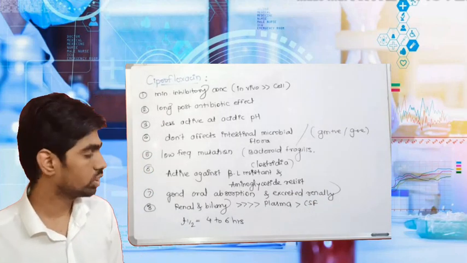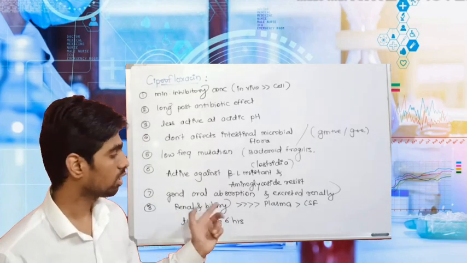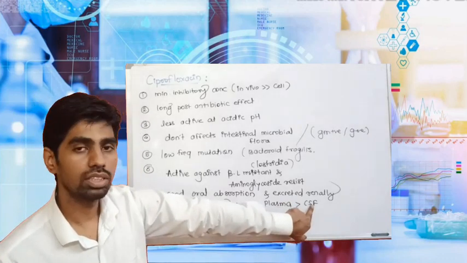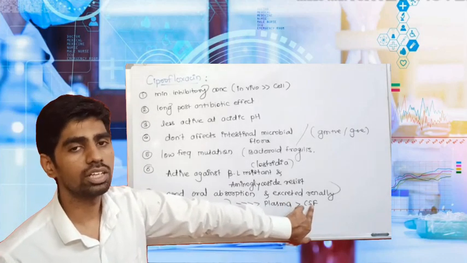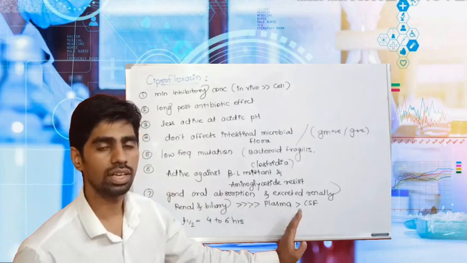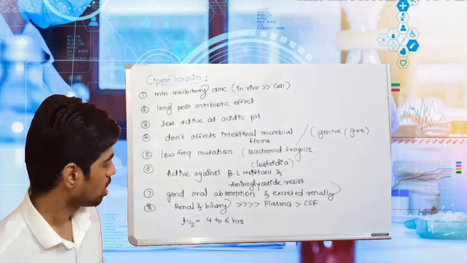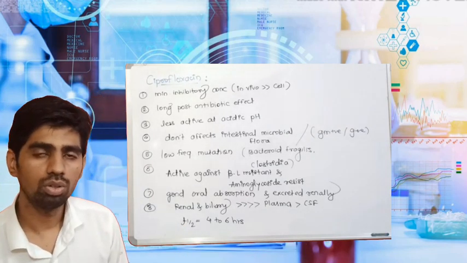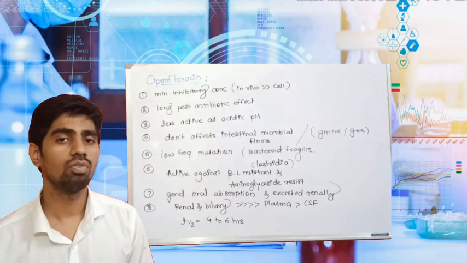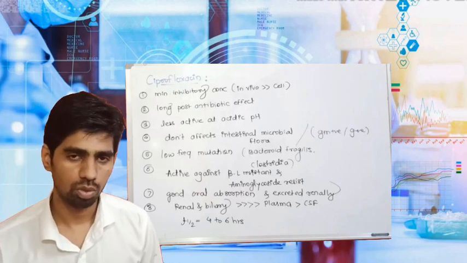The concentration in the urinary system and in the biliary system is relatively higher than that present in plasma, and the concentration it achieves in the CSF is relatively lower as compared to the plasma. So this concentration decides its use sequence or its use order. Half-life is about 4 to 6 hours. So that was about the ciprofloxacin features, and now we are moving to the adverse effects associated with ciprofloxacin.